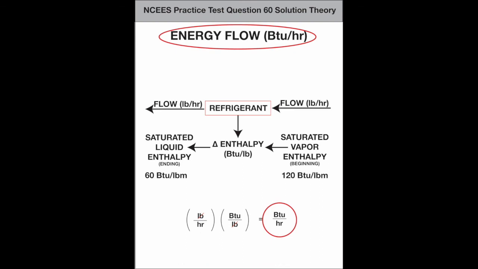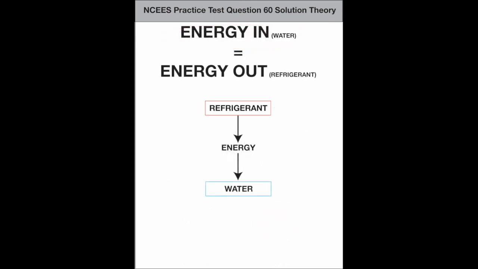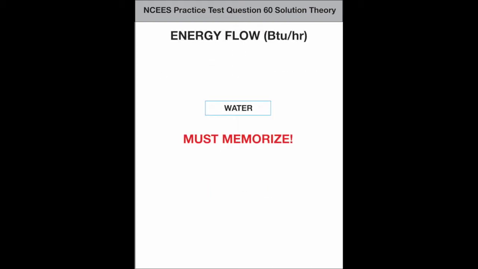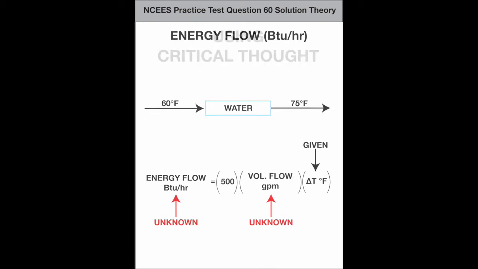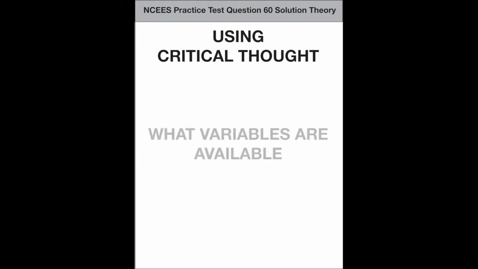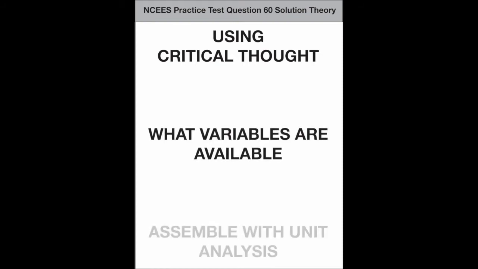Perhaps this energy flow can be found by determining the energy flow in the water and setting them equal. The energy flow equation for water must be memorized for the PE. Don't waste time looking this up. It's this. The question gives the temperature data, but the volumetric flow and energy flow are unknown. Again, one equation, two unknowns. Using pure critical thought, see what other variables are available and begin to assemble them by unit analysis.